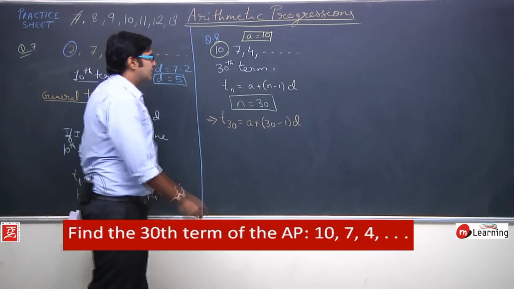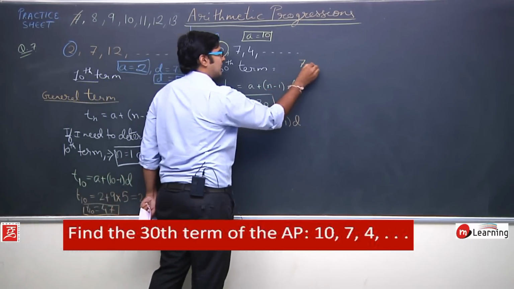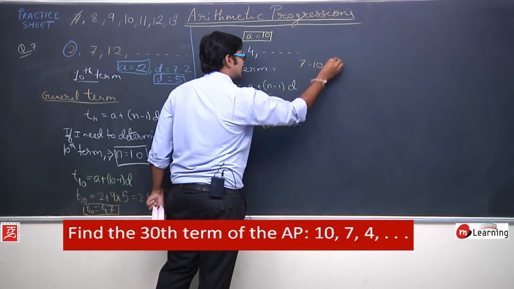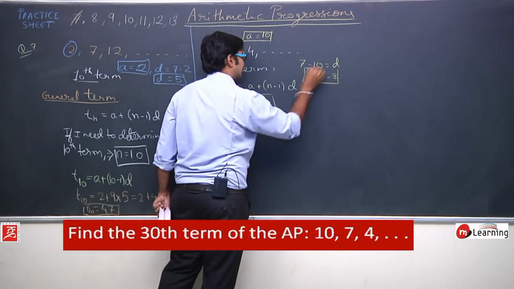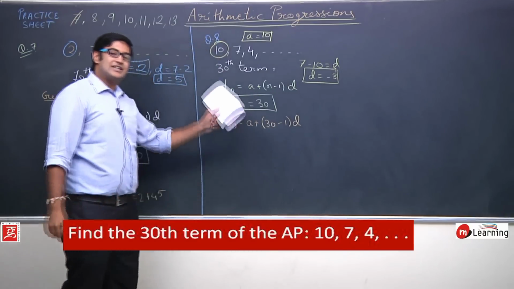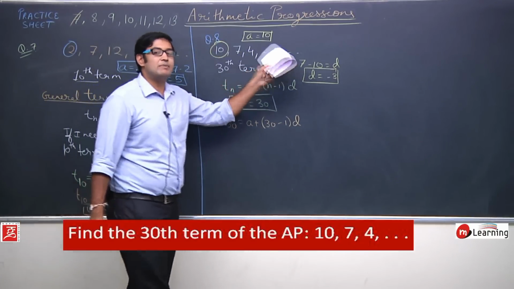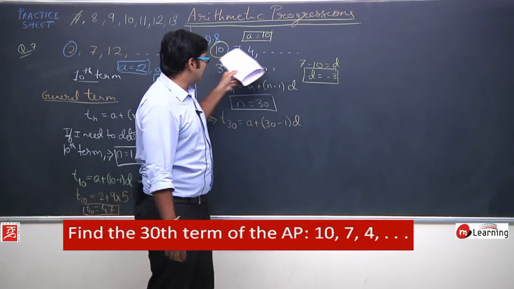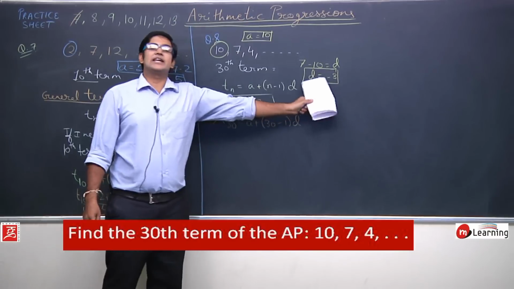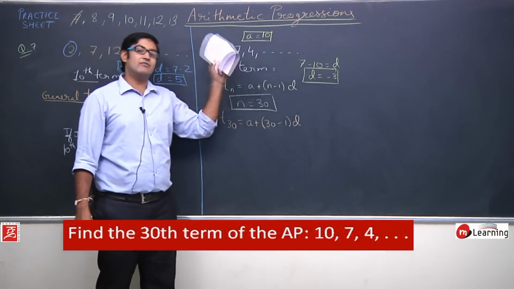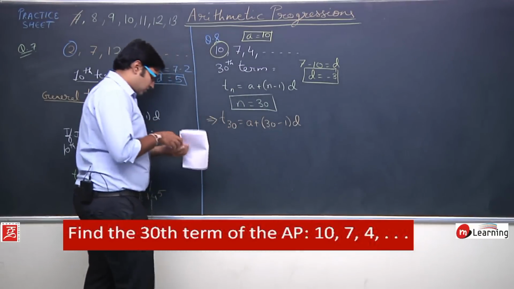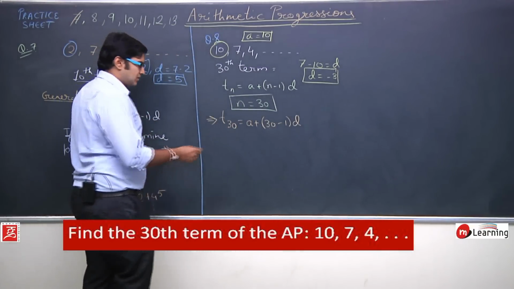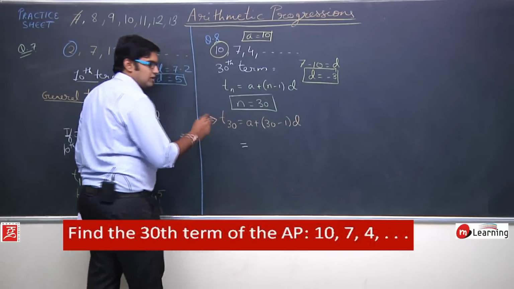And what is d? You can calculate d as second term minus first term. So the value of d is equal to minus 3. So what you can observe, this is a decreasing AP, because here the common difference is negative. Common difference negative means this is a decreasing arithmetic progression. But that is not our concern. We just need to calculate the value of the 30th term.